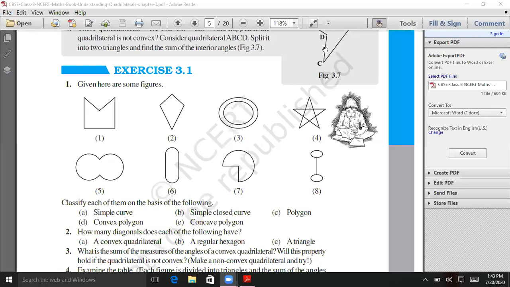Okay, so let's start now. Question 1 of exercise 3.1. Given here are some figures and you are to classify each of them on the basis of the following. First, you are to tell how many of these are simple curves. Which of these are simple curves? The first one is simple, right? The first one is simple here.